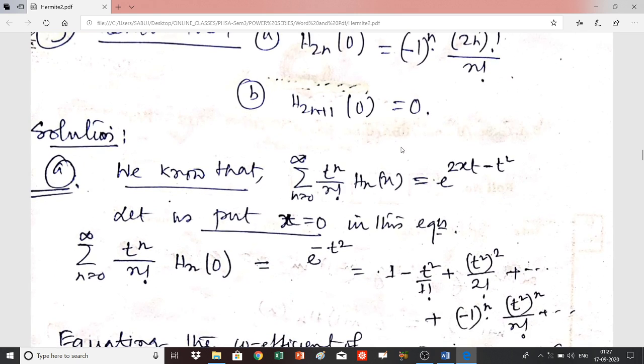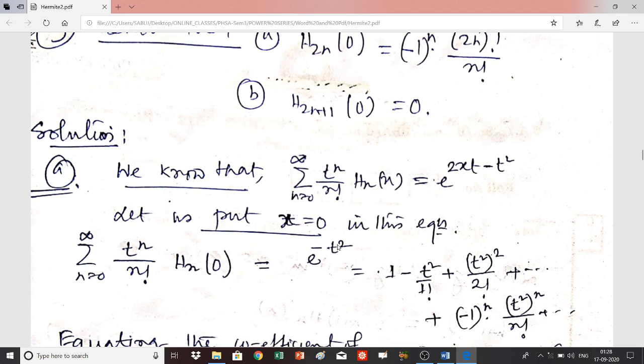To solve this, you have to recall the generating function of Hermite polynomials, that is e to the power 2xt minus t square is equal to the sum from n equal to 0 to infinity of t to the power n by n factorial h_n x. Now let us use x equal to 0 in this expression. That will give you t to the power n by n factorial h_n(0). The left side is e to the power, where the first term gives 0 and the second term is minus t square.